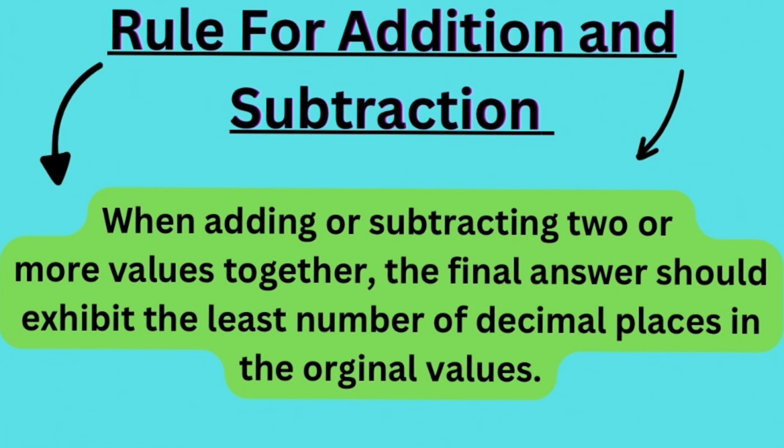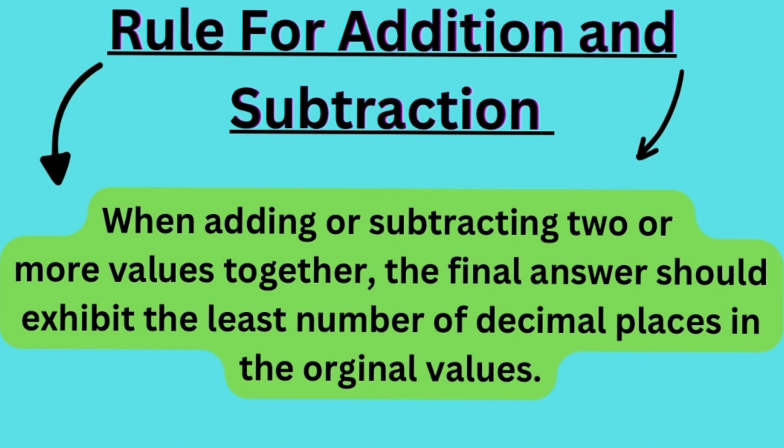So if you had 5.0 plus 3.15, you would take the 5.0 and you would use only one decimal place in your final answer, because 5.0 just has one decimal place, and that is the least number of decimal places from those two original numbers used in the problem.